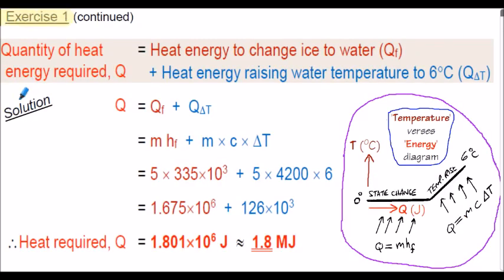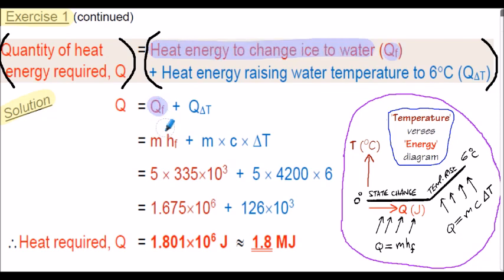Exercise 1, solution continued. So we're now going to calculate the heat energy required, symbol Q. So left hand side is Q. On the right hand side we have to calculate the heat energy required to change the state and the heat energy required to change the temperature. So first, QF is calculated from the formula M multiplied by HF. We're given the mass in the question. We're given the HF in the question.